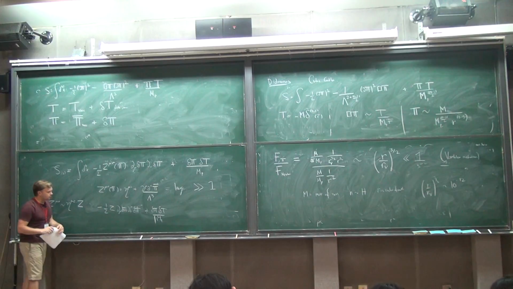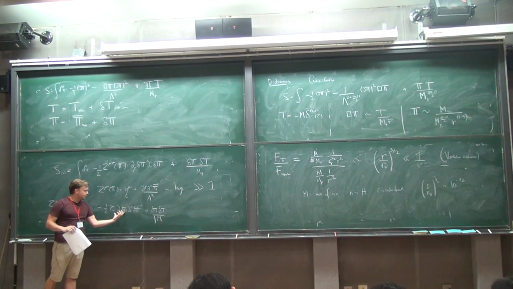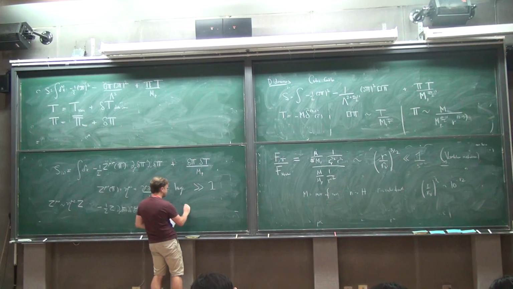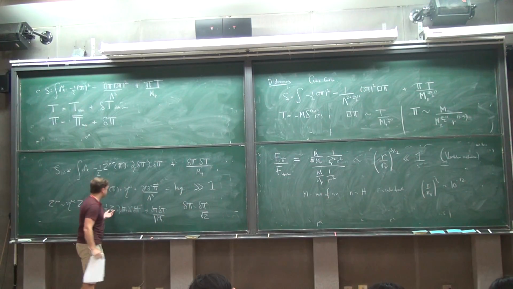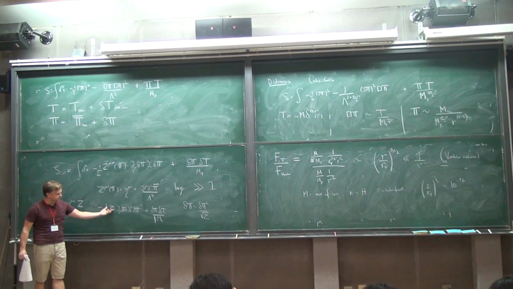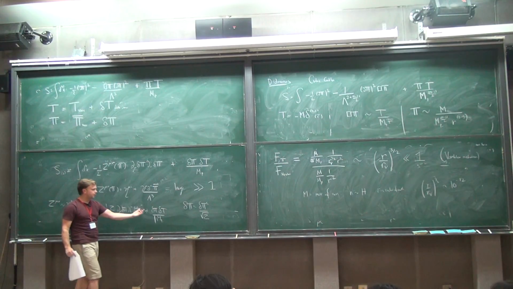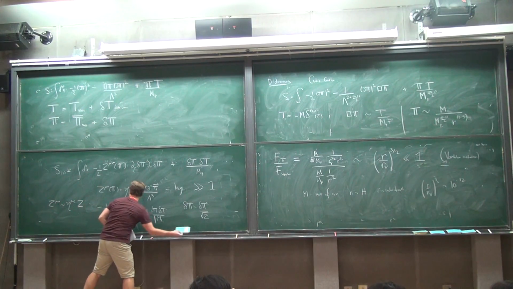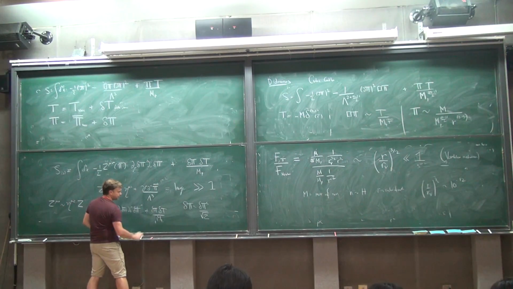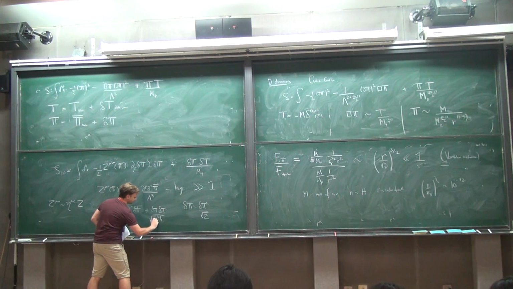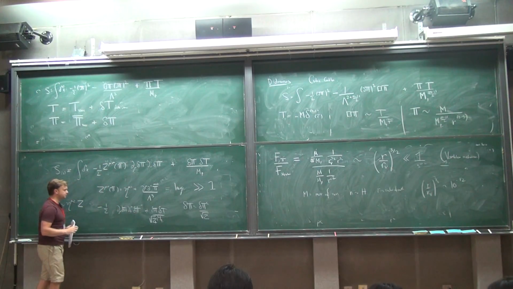So then what we can do in this system is canonically normalize this field. The canonically normalized field will be δπ canonical over the square root of Z, with this wave function normalization. And after we've canonically normalized, this Z will go away, and then that will put this Z down here in terms of the canonically normalized field.